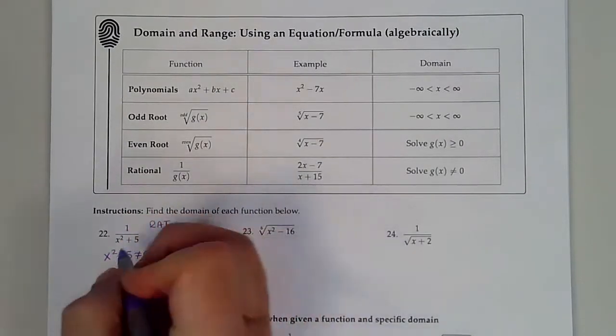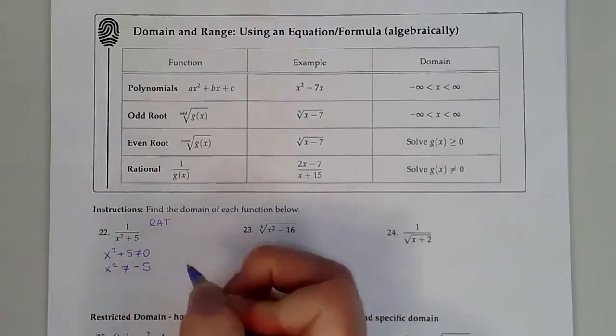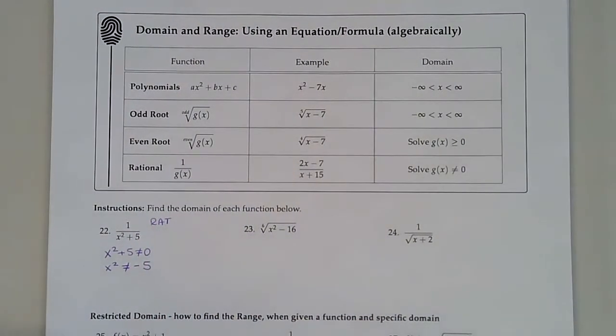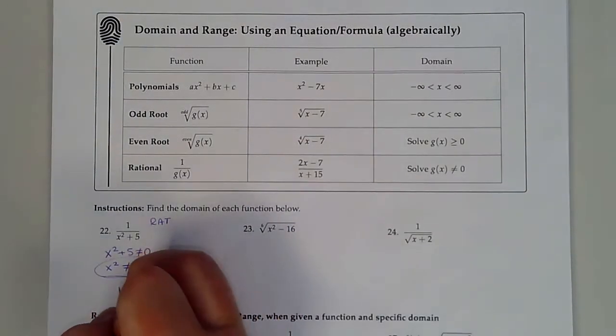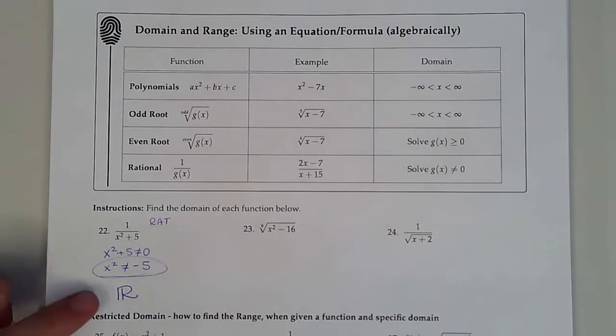So if I subtract 5 from both sides, that means x squared cannot equal negative 5. There's no way to take a real number, square it, and get a negative number back out. That's just not possible with real numbers. So there's no value I can plug in here that makes this a problem, and that means the domain is all real numbers. If there's no solution there, then we go back to looking at all real numbers as our domain.